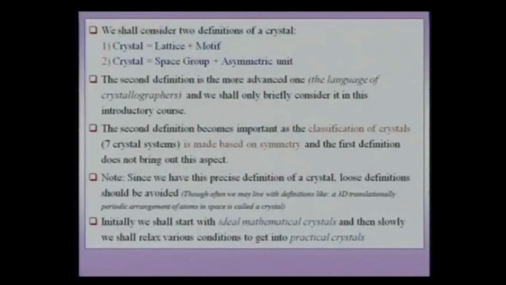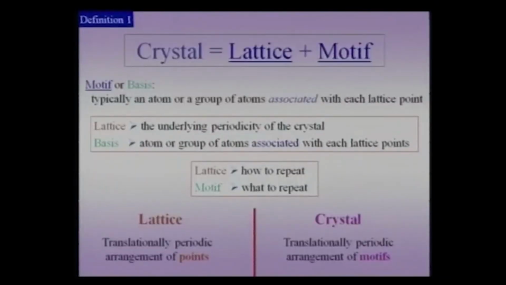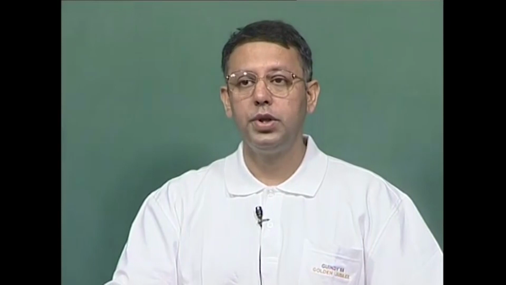So let us look at the definition of a crystal as a lattice plus motif. That's what we had done. We had said that the lattice tells us how to repeat and the motif tells us what to repeat. This is what we had considered, and we had gone into quite considerable depth in understanding what kind of motifs are possible which can go on to decorate a lattice.